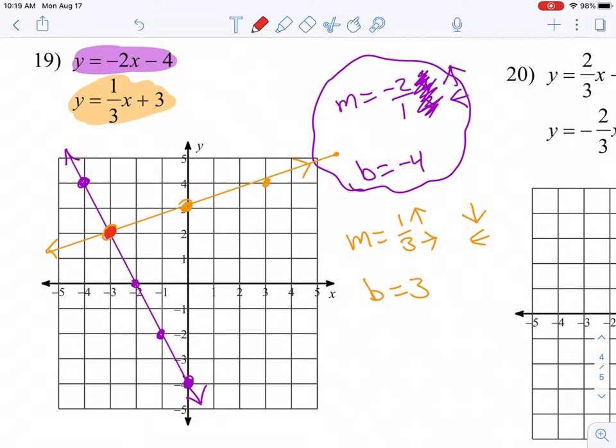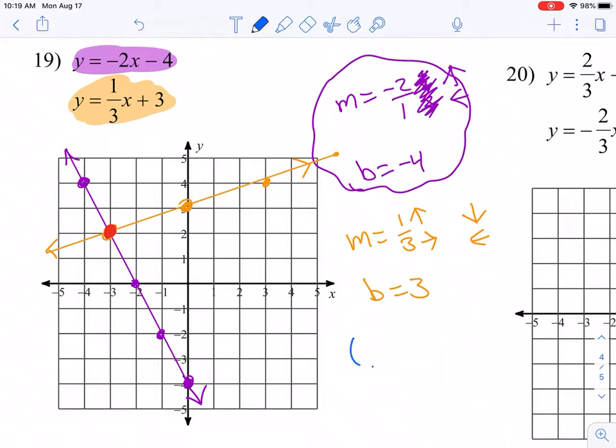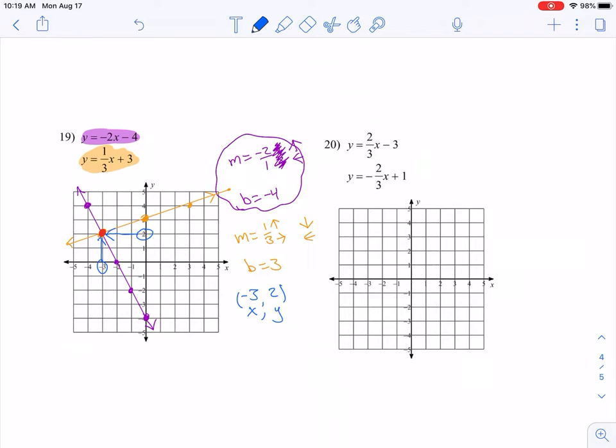Show us in red. So our solution, which we will write as an ordered pair, x, comma, y. So my x value is at -3. So at -3, that's our x value. And our y value is 2. Oh, I wrote -x for whatever reason. -3, comma 2. All right, last one.